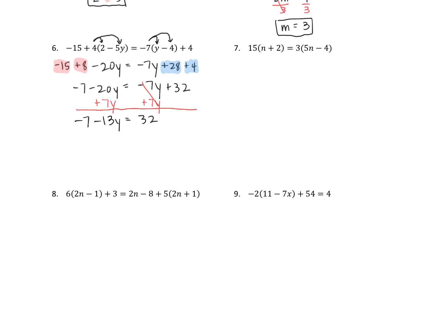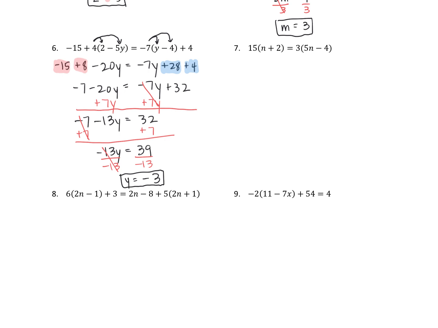I now want to move the negative 7 to the other side, so I'm going to do that by adding 7 to both sides. So I get negative 13y is equal to 39. And then I need to undo the negative 13 times y. So I undo multiplication by division. And I will get y equals, whoops, it should be a negative 3, right? Positive divided by negative is a negative. So negative 3.